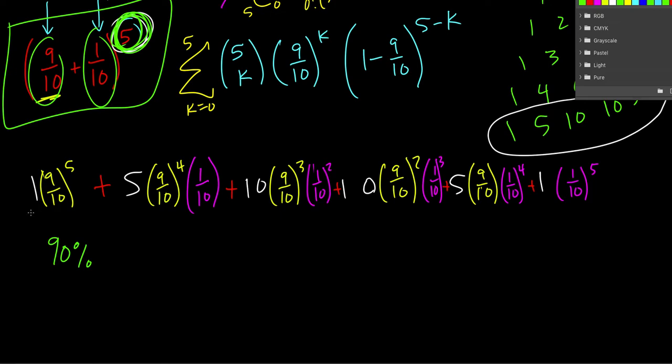So if we look at this probability distribution, this is when we get 5 hits. This one is 4 hits and 1 miss.